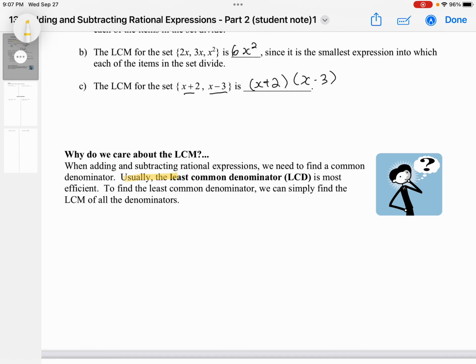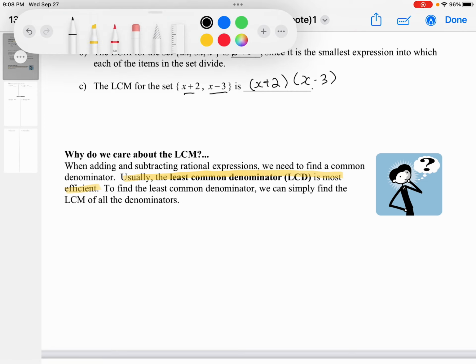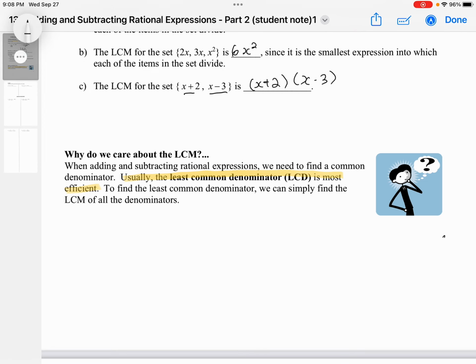But I'm telling you, with rational expressions that have variables in them, and you're going to see as the examples ramp up here, you're going to want the most efficient one. Otherwise, things get completely out of hand. The algebra is going to get completely nuts. So, to find the least common denominator, we simply find the least common multiple of all the denominators. That's something that's been mentioned before, but again, it gets the nice highlighter here to say, this is important.